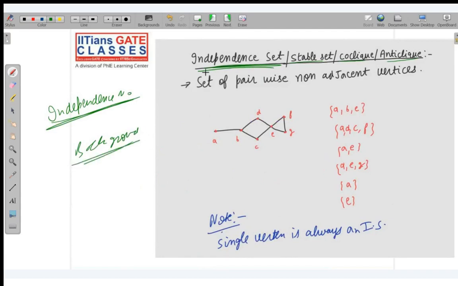Then I will jump to the independence number. First I'm going to explain what an independent set is. Independent set, stable set, co-clique or anti-clique are one and the same thing; the terminology has been used differently in different books. It is a set of pairwise non-adjacent vertices.